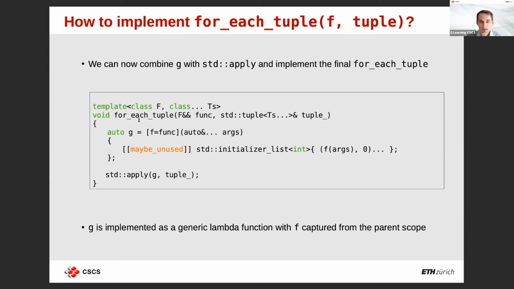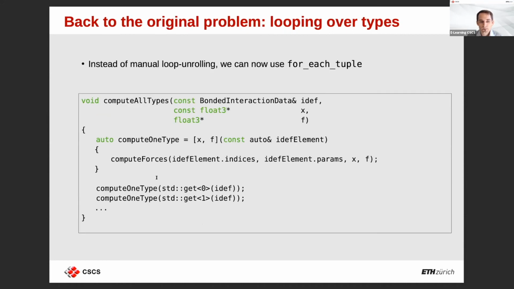We can implement the final for_each_tuple that we were looking for by saying that g should capture the function that we want to apply to each element and should take a variadic number of arguments. And then by constructing this initializer list as a side effect, f will get applied to all the elements. And then the only thing that we need to do is to apply g to our input tuple.